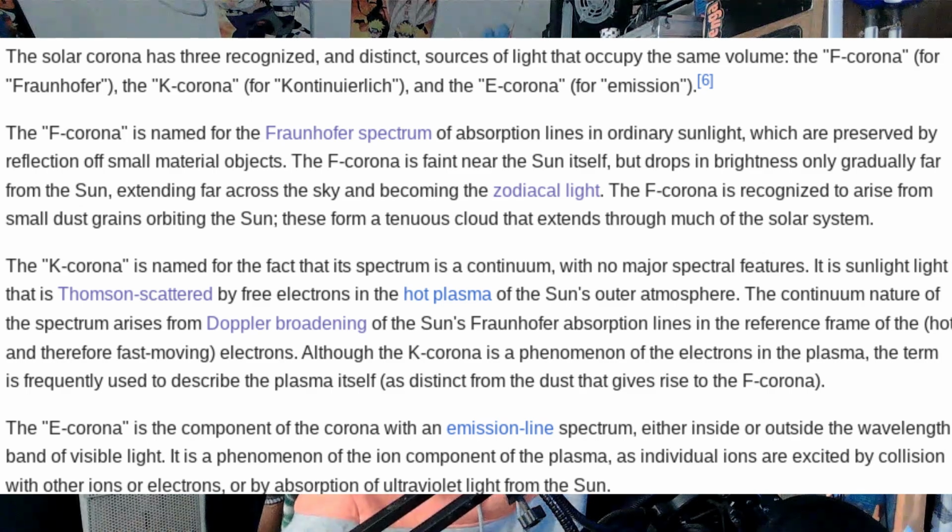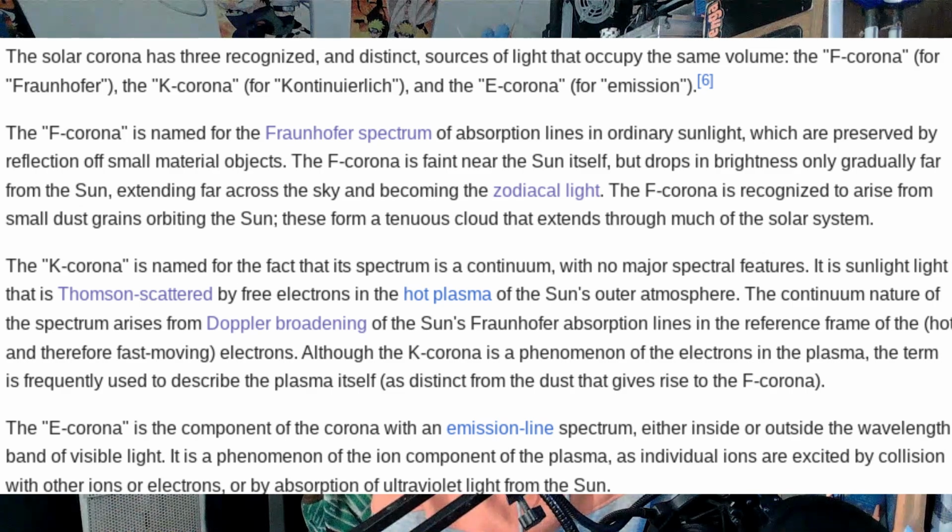The F corona is a set of spectral absorption lines. These are formed when atoms in the solar atmosphere absorb light being emitted by the solar photosphere. As it gets further away from the sun, it transforms into what is known as zodiacal light, which is sort of that faint glow that you see around the stars or before sunrise. It's recognized to arise from small dust grains orbiting the sun, and it forms a tenuous cloud throughout much of our solar system.